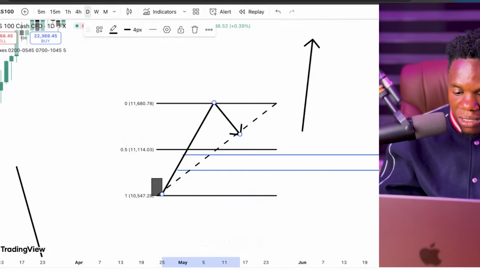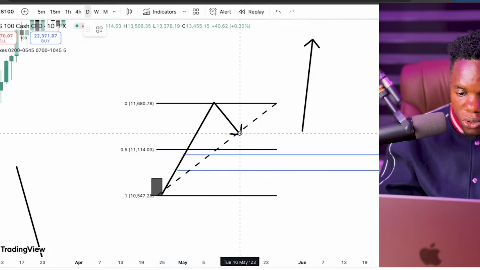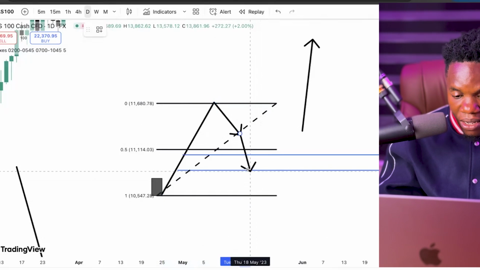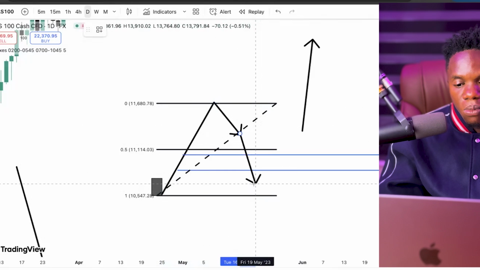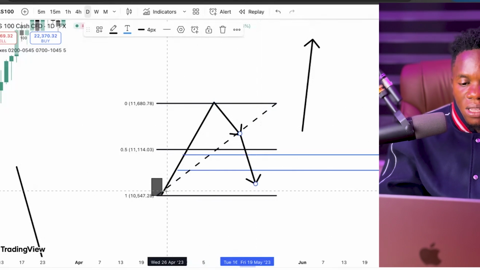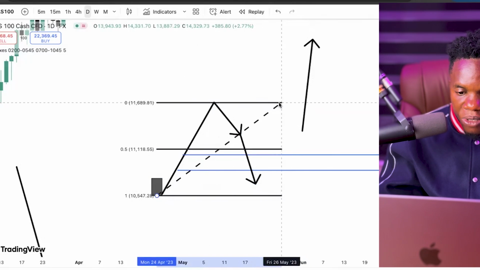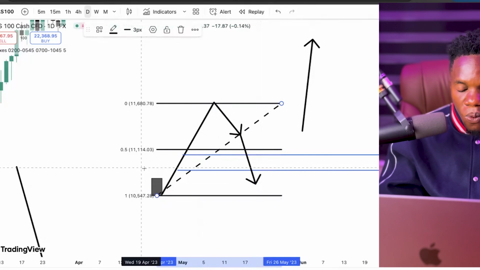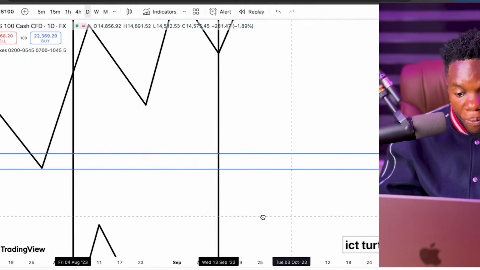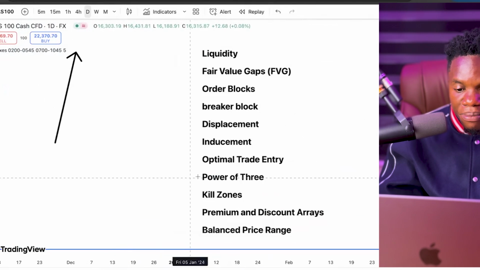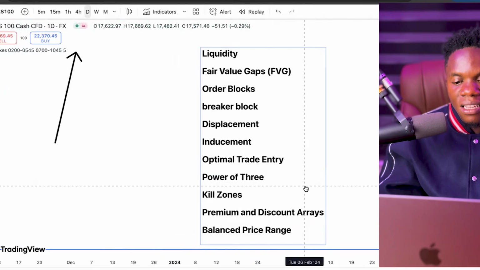And the market may even deceive them, act as if it wants to push to the upside, and then come lower, and then come back lower again. So we have to be wise. Make sure before you take your entry, it has to be optimal, meaning price comes back below 50%. That is the meaning of optimal trade entry. Very, very easy.